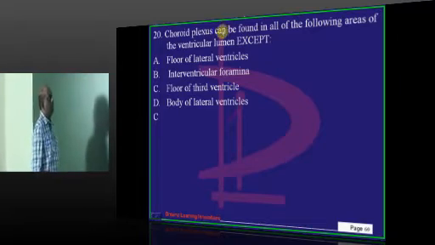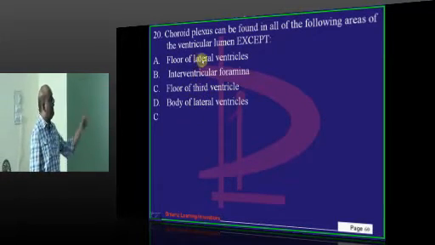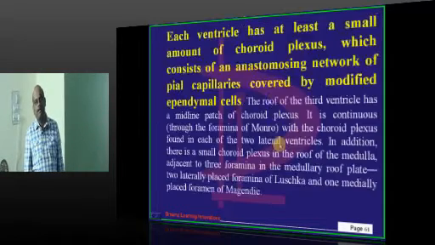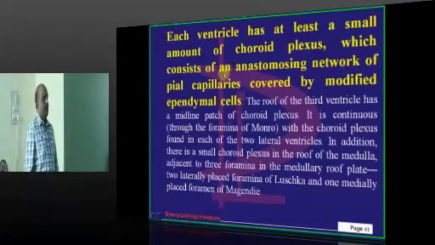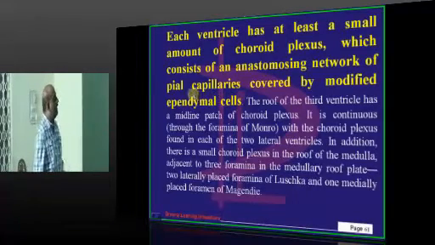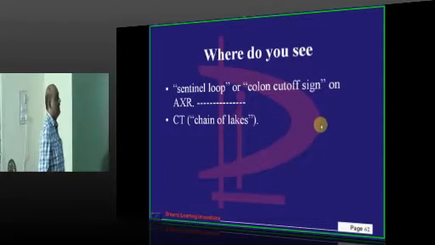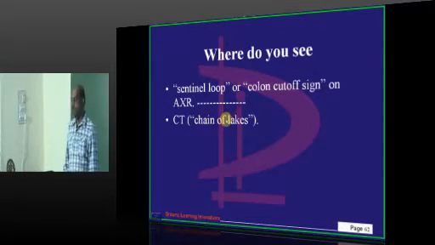Now coming to the choroid plexus, it is missing in the floor of the third ventricle, but otherwise in all the other parts we find some small amount of choroid plexus, which contains the pial capillaries covered by the ependymal cells, is what needs to be remembered.